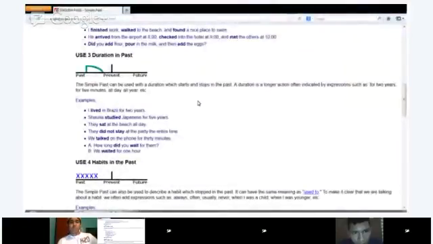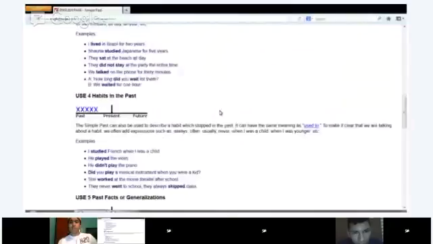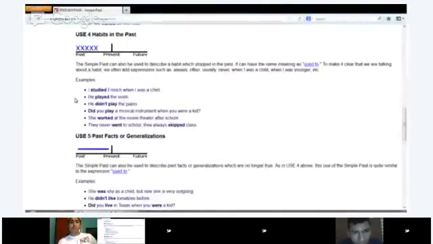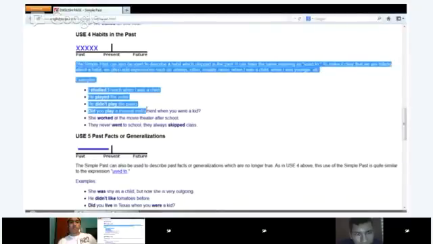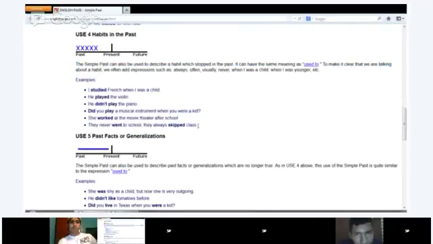All right, excellent. Okay, let's go to use number 4. These are habits in the past. So things that we did over and over and over again in the past. Okay, and we're going to have Hugo read. So Hugo, please read this sentence, okay, as well as the examples down below. Go ahead.